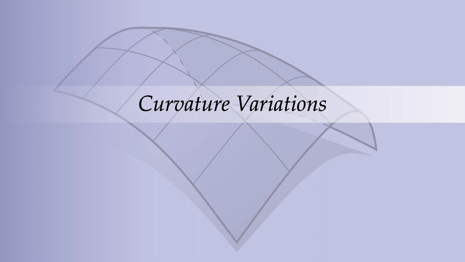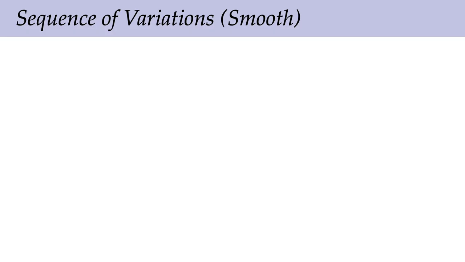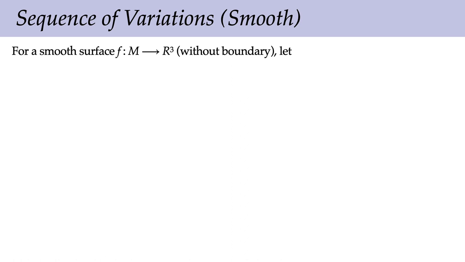Okay, so let's get back to our main story, which is understanding the relationship between our scalar and vector curvature quantities. And the main point of view that we're going to work with is that there's a sequence of variations that links together all these quantities. In particular, for a smooth surface expressed as an immersion F of a surface M into R3, we're going to consider four quantities: the volume enclosed by the surface, which we can express using this formula. We'll see that in a moment.